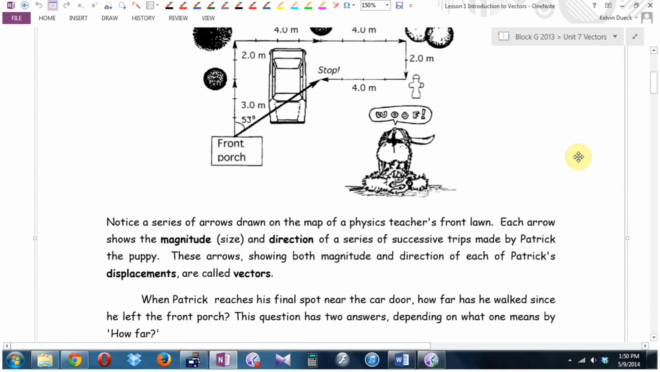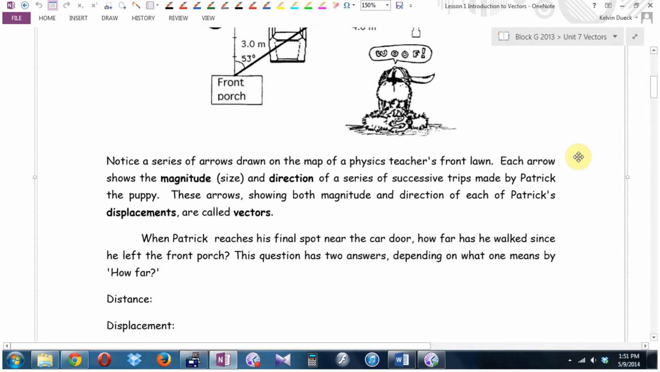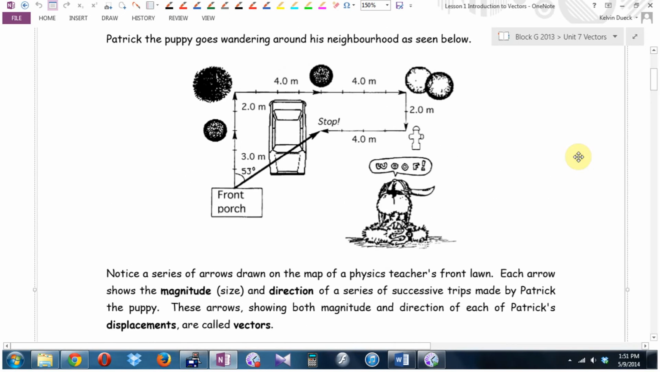When Patrick reaches his final spot near the car door, how far has he walked since he left his porch? Well, Manny, it depends what you mean by how far. If I simply ask how far in terms of distance, well, Manny, my friend, how far from here to here?